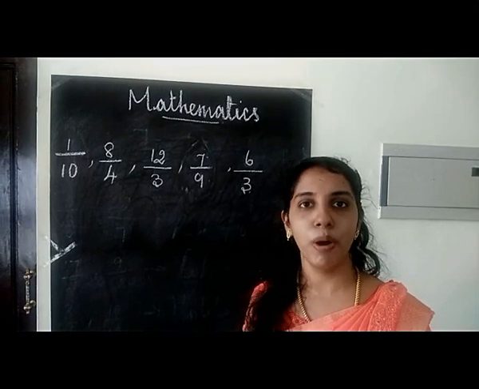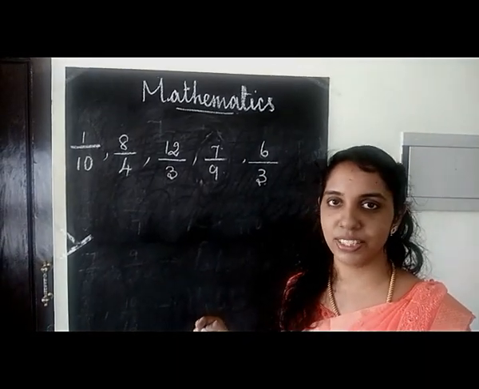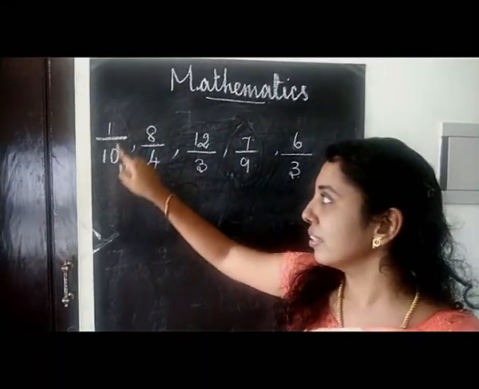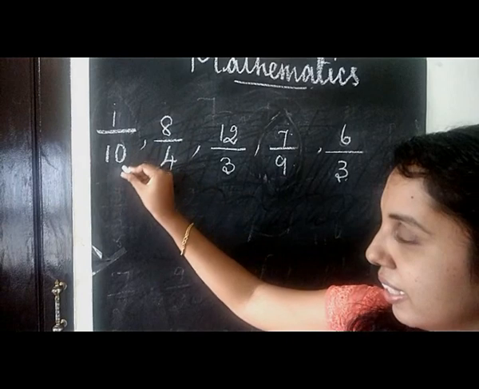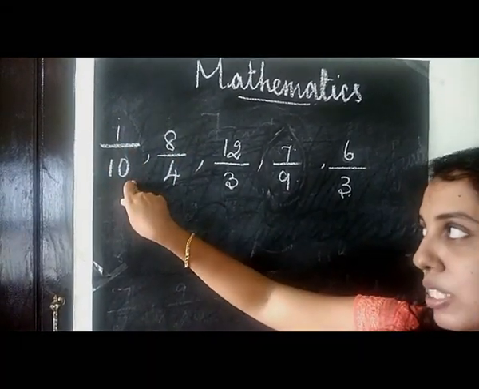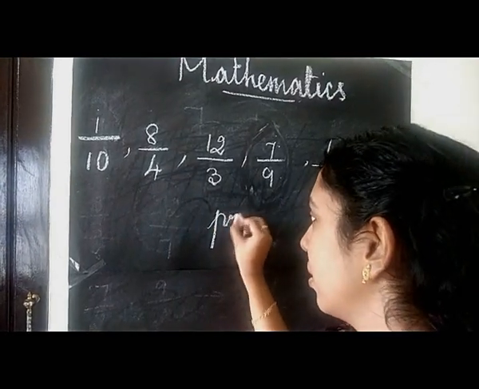Next one is proper fraction. If the numerator is less than the denominator, we can say that's a proper fraction. Listen, here the numerator 1 is less than the denominator 10. This type of fractions are known as proper fraction. So it is proper fraction.